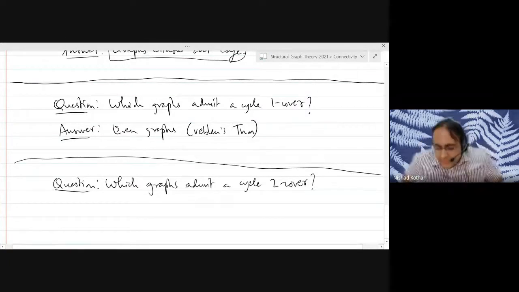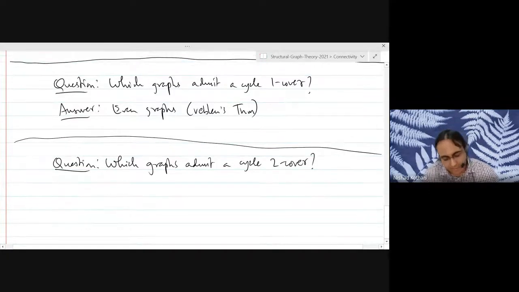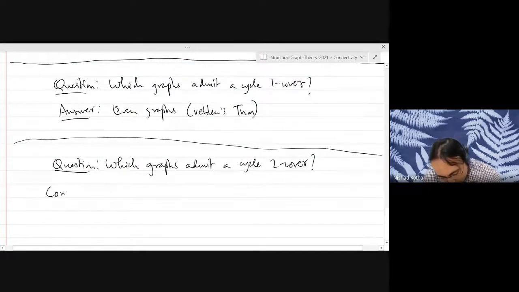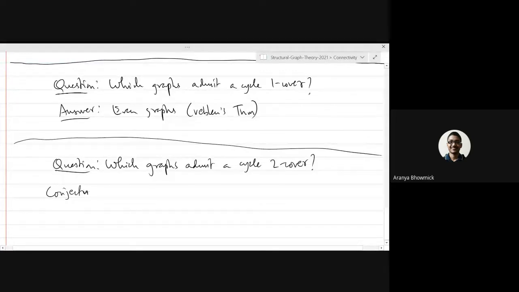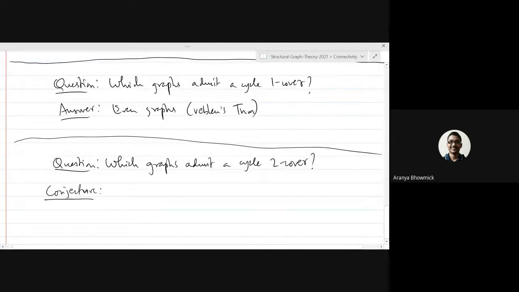So turns out we don't know. We don't know the answer. We have a conjecture. Sir, I have a question. So if a graph admits a cycle 1 cover, can we say that it also admits a cycle 2 cover?